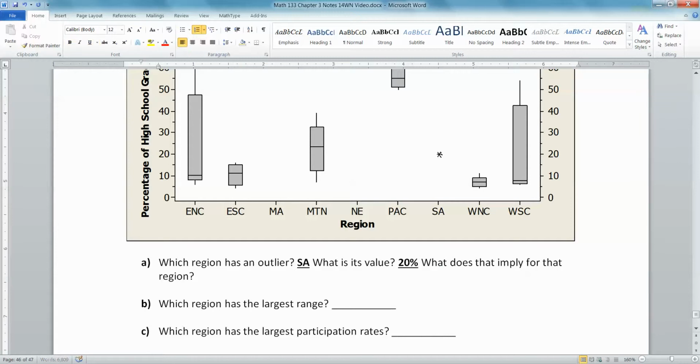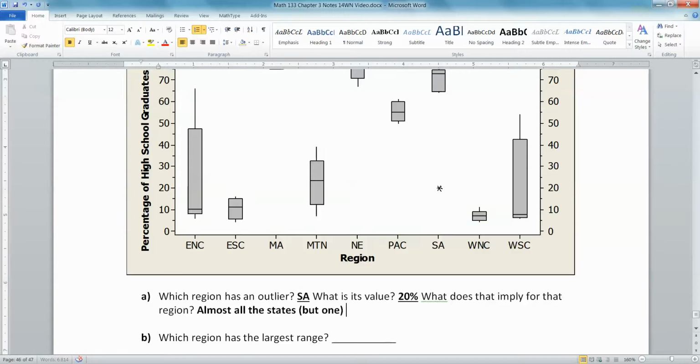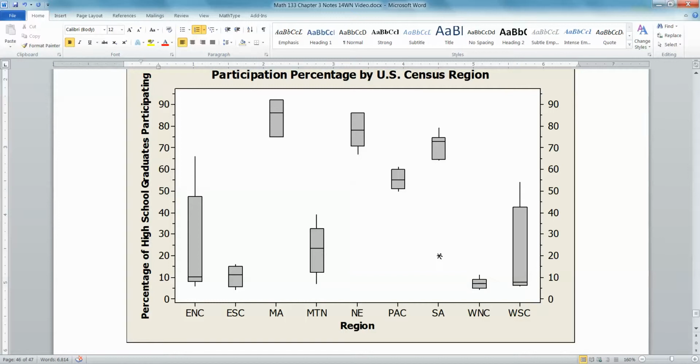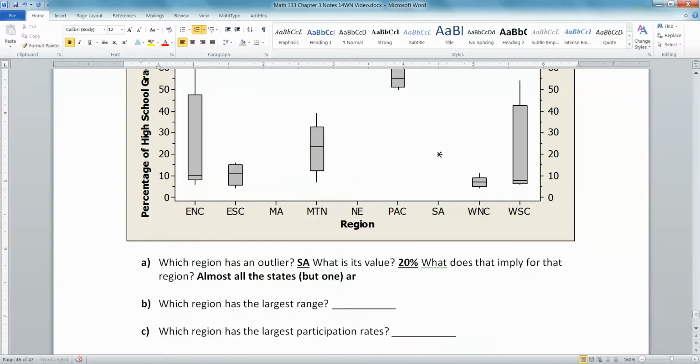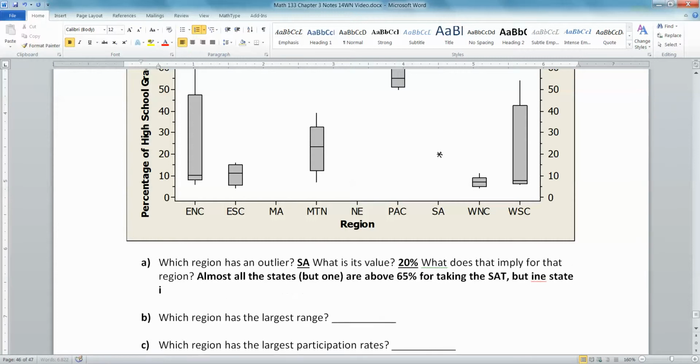So 20% or so. What does that imply for that region? Well, almost all the states, but one, if you look at the South Atlantic, almost all of them are up in the high, what is that, 65 and higher, are above 65% for taking the SATs. But one state is only at 20%, right? In that region, I should say. One state in that region.